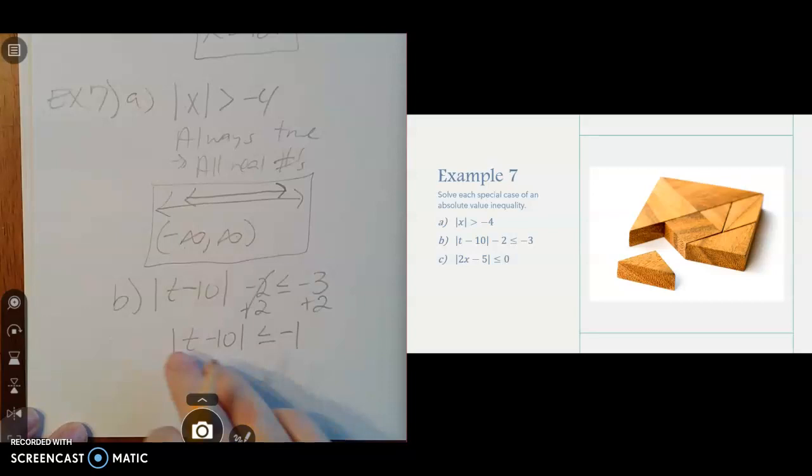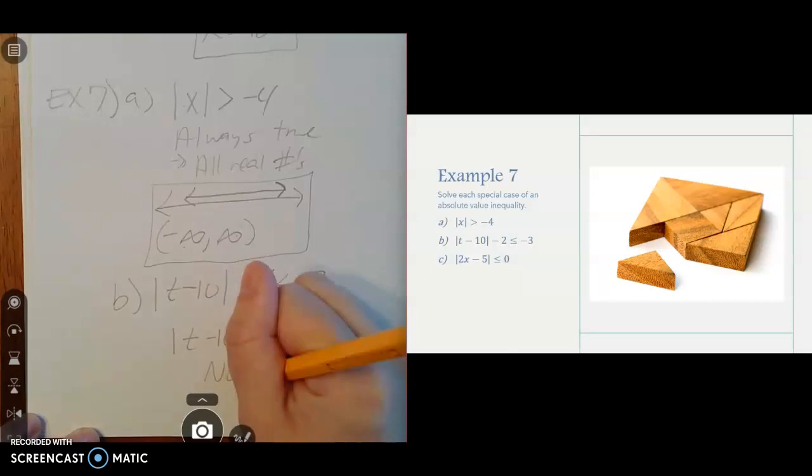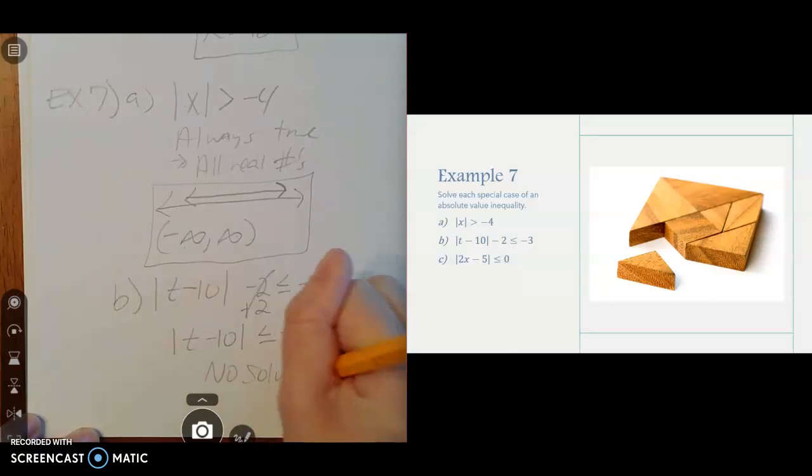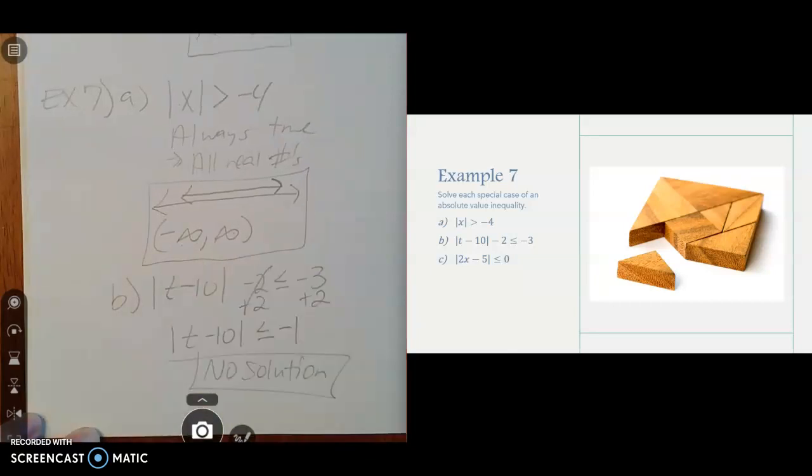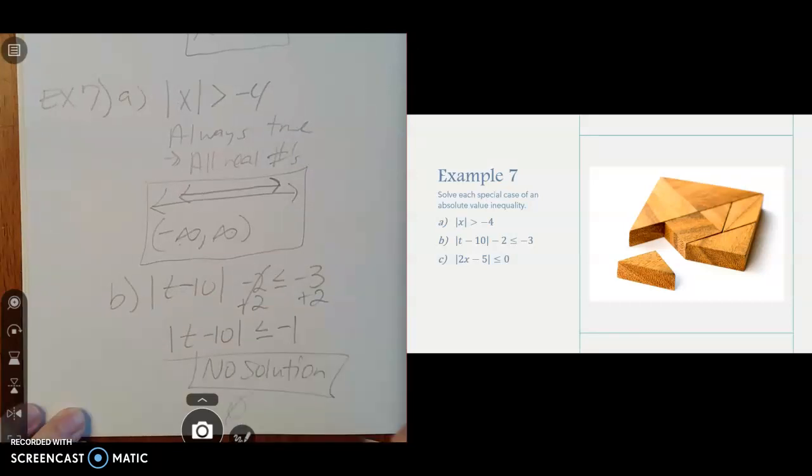So how often is the absolute value going to be less than or equal to a negative number? Well, it's not. It's not going to equal negative 1, and it's certainly not going to be less than negative 1 because those would be bigger negative numbers. So that doesn't happen. That's never going to be true. So this is no solution. And no solution would just look like a blank graph. There's not really a pretty interval notation for no solution. There is the set notation where you have the empty set if you want to do that.